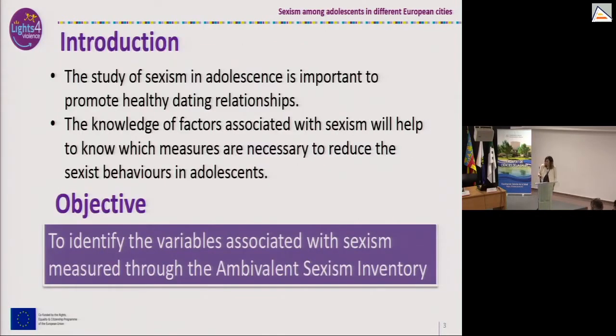The study of sexism in adolescents is important to promote healthy dating relationships. The knowledge of factors associated with sexism will help to know which measures are necessary to reduce the sexist behaviors in adolescents. For these reasons, the objective of this study was to identify the variables associated with sexism measured through the ambivalent sexism inventory.